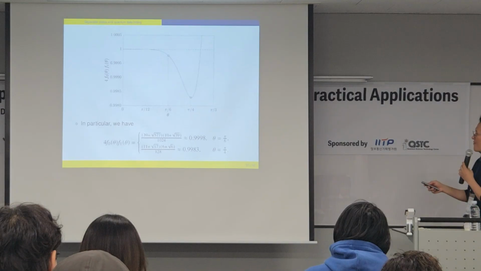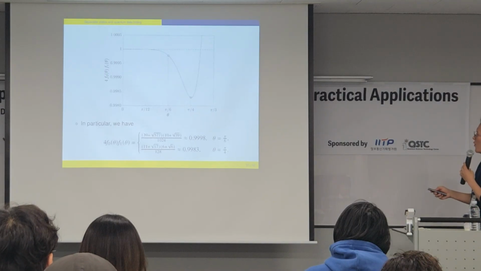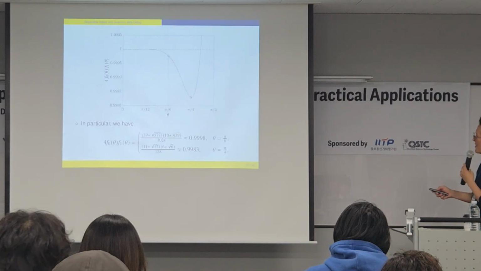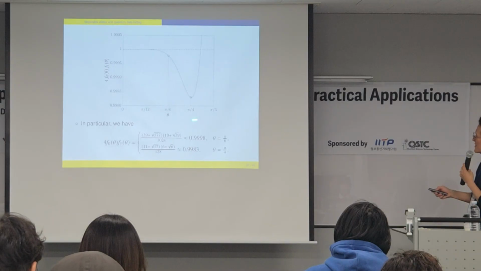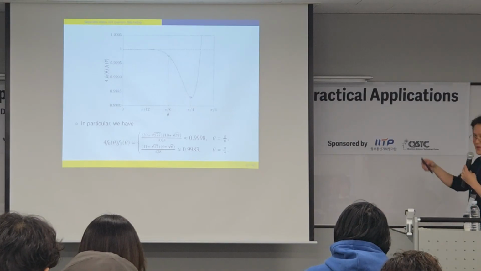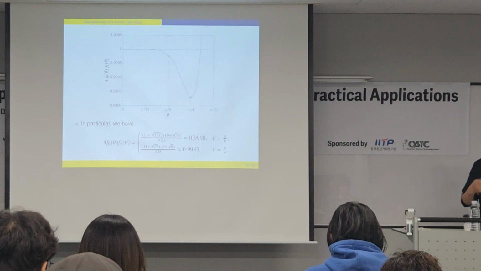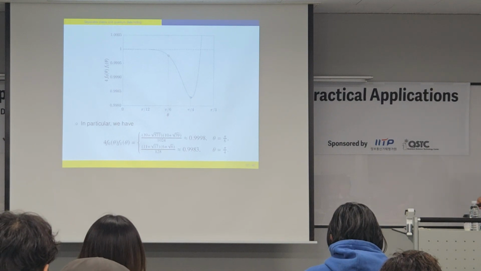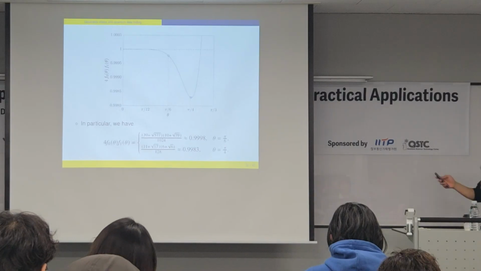And this is the graph of 4 times f0 and f1. We could find some interval here, theta between pi over 6 and pi over 4, where it's always strictly less than 1. Okay, for those theta, we can use those two-state ensembles to construct two-state quantum data hiding in this case.